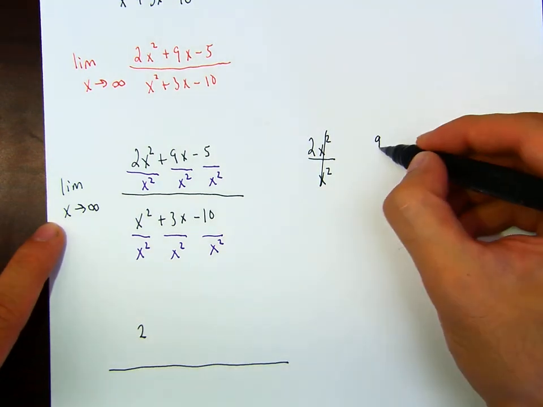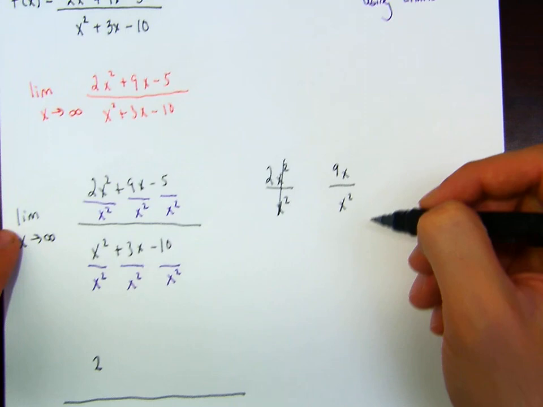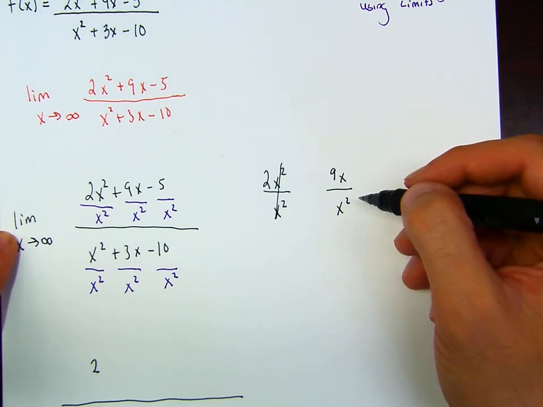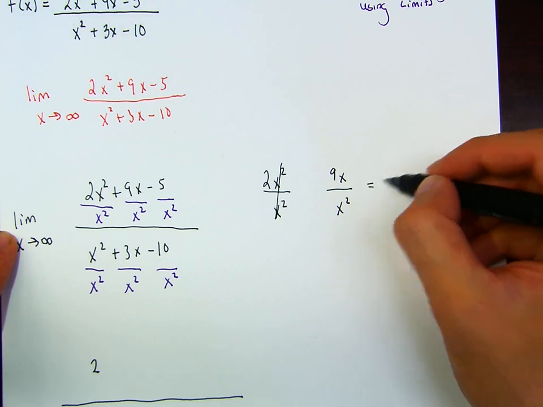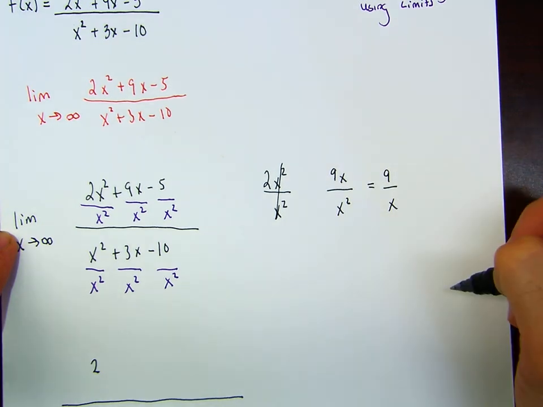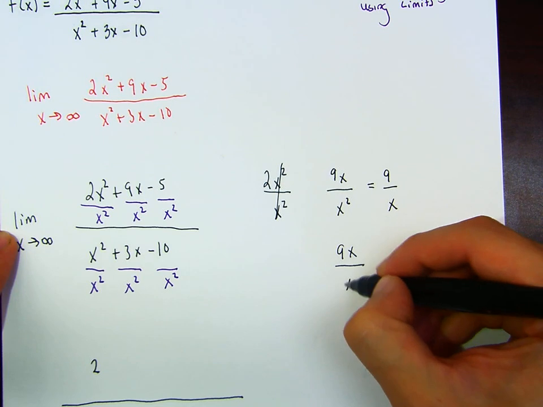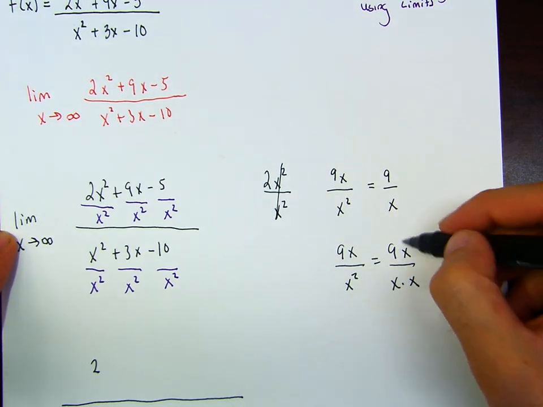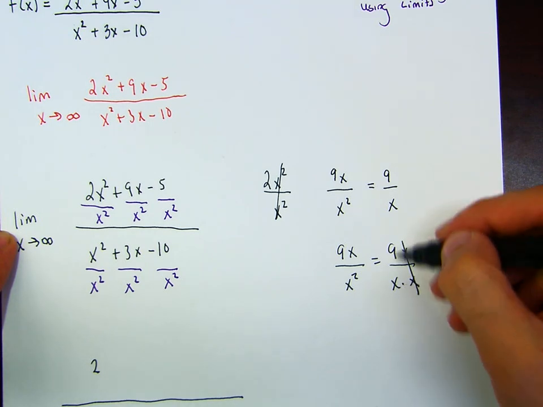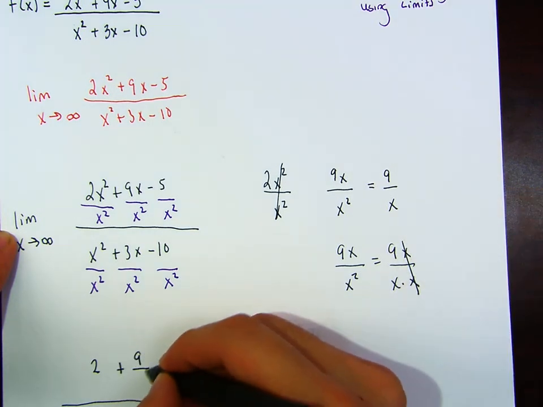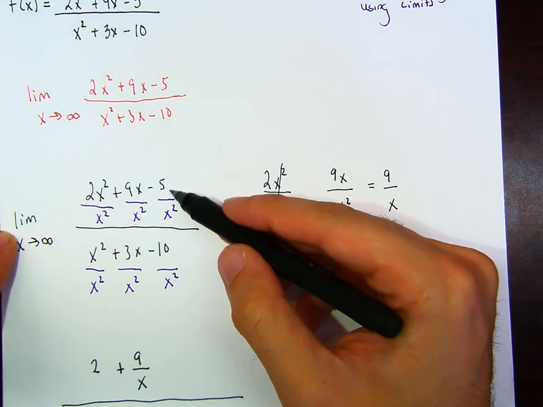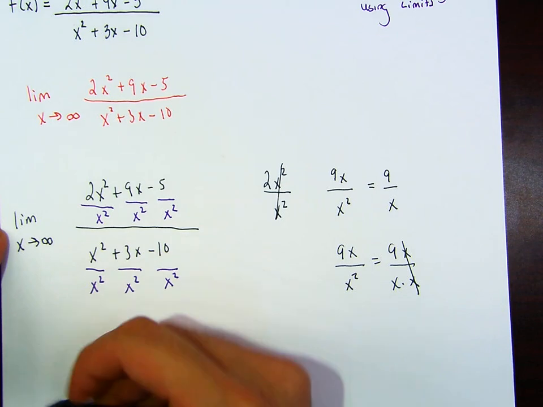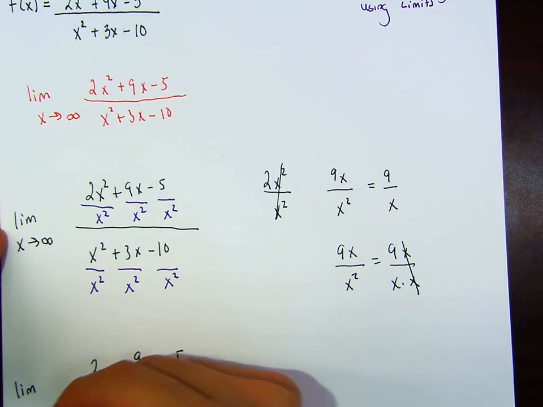What is 9x over x squared, right? Take your time and try to do this by yourself, but this should just be 9 over x, okay? Because if I have 9x over x squared, that's the same as 9x over x times x, and one of the x's cancels, so I'm just left with 9 over x. And then this one, you can't really do anything to it, so it's just minus 5 over x squared. And we're still taking the limit as x approaches infinity, okay?